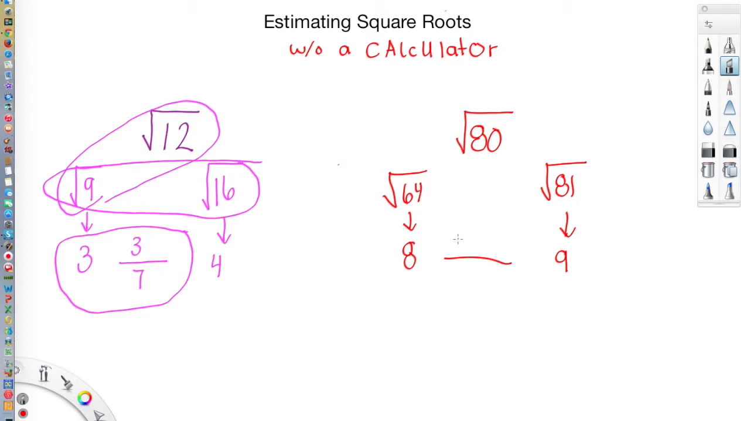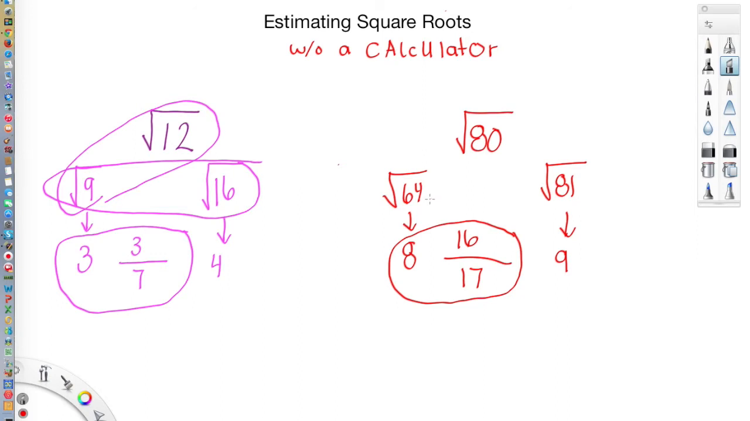What's the difference between 80 and 64? I believe that would be 16. And how do I get my denominator? It's the difference between 64 and 81, which would be 17. So my estimation is 8 and 16/17.